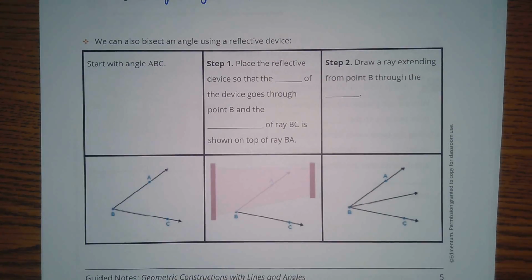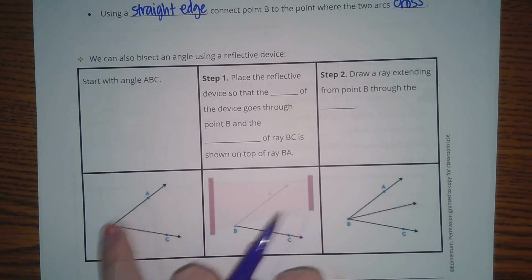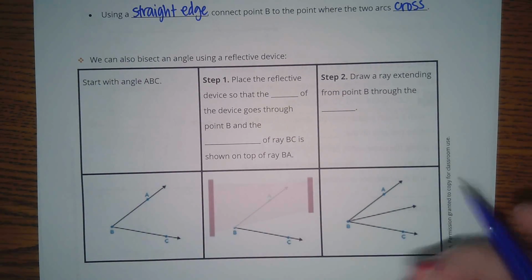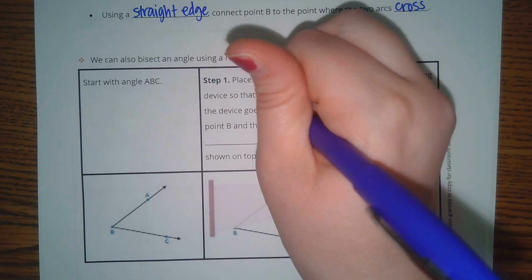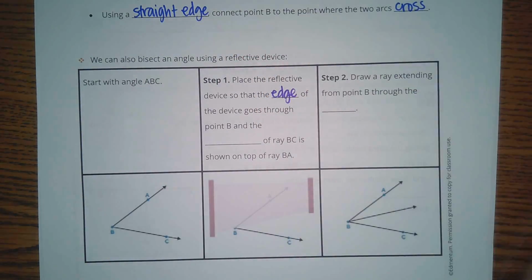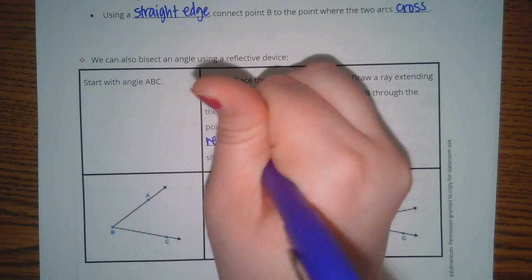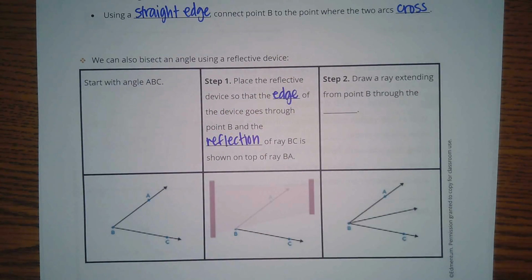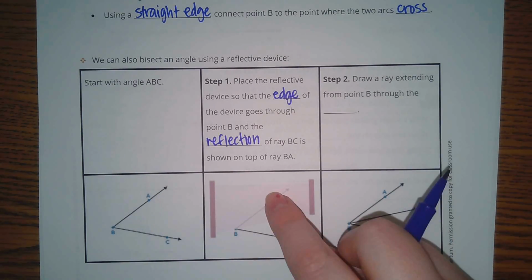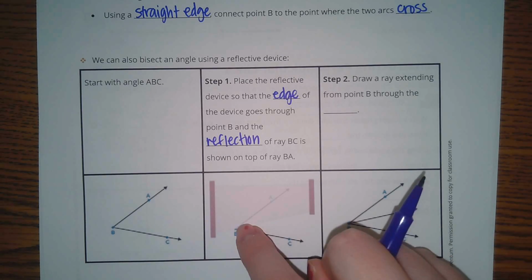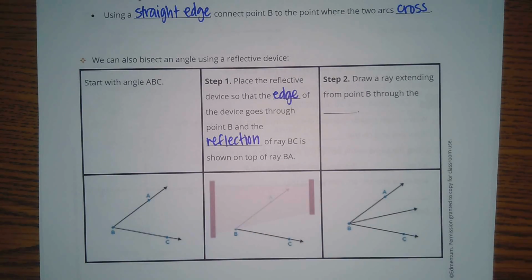And then the last way we could probably do this is using some type of reflective device. So we start with this angle ABC. I want to place the reflective device so that the edge of the device goes through the point B, and the reflection of ray BC is shown on top of ray BA. So it kind of looks like this, where we are reflecting it, but this BC is exactly on top of BA. That's why we don't see it.